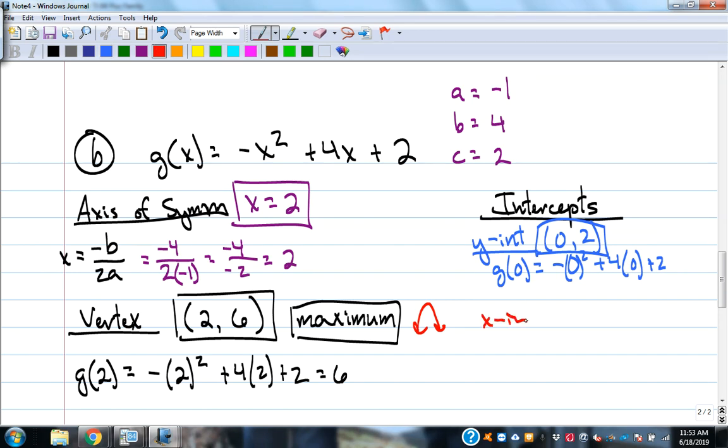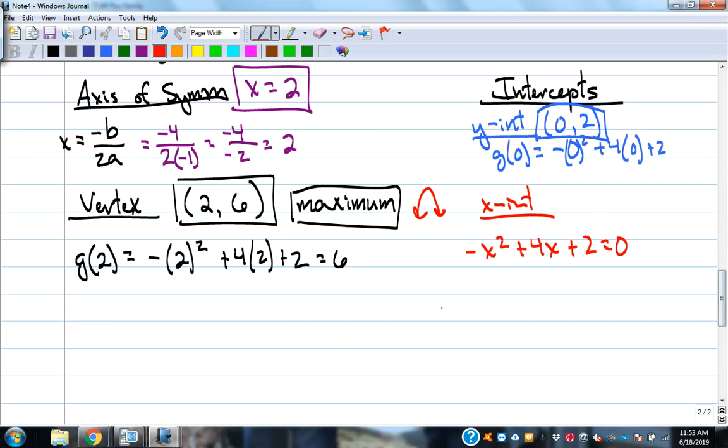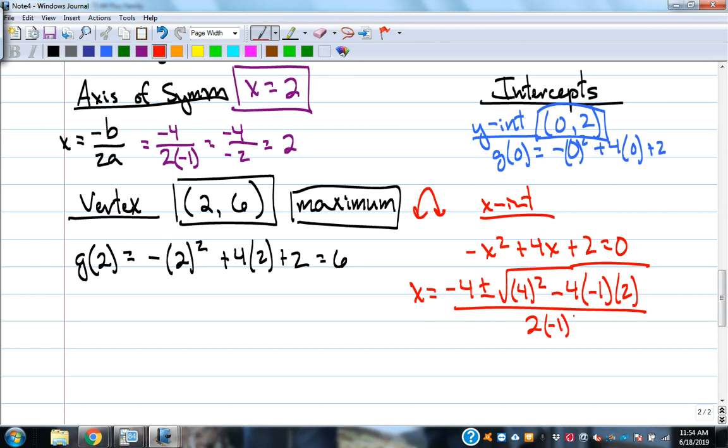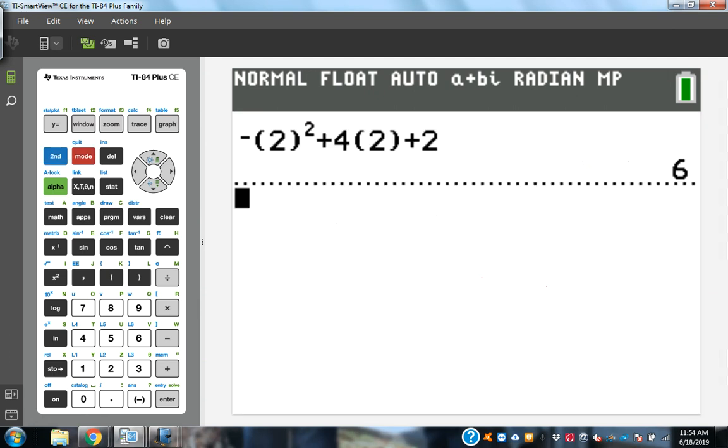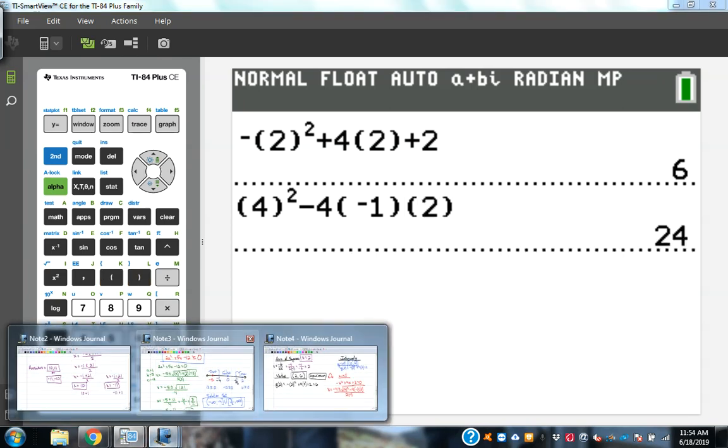x-intercepts. Again, this is the most difficult part of this, is finding the x-intercepts. And that's just taking that problem and setting it equal to 0. I'm going to do quadratic formula for this one. -4 plus or minus the square root of 4 squared minus 4 times -1 times 2, over 2 times -1. Four squared minus 4 times -1 times 2. It's 24 underneath the square root.